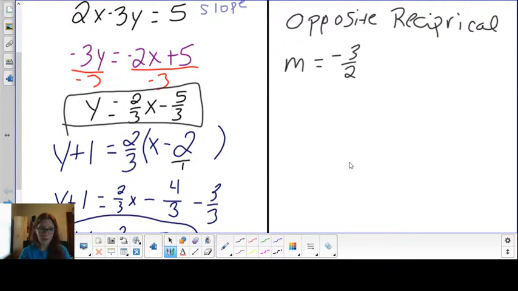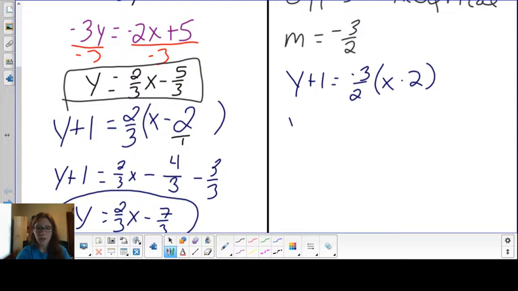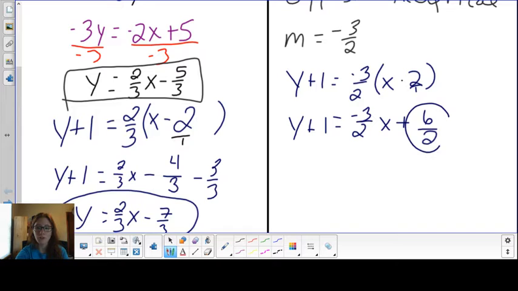And again, I'm going to approach it the exact same way as I did with my parallel one. So I have y plus 1, because I'm still using that same point, is going to be equal to -3/2 times x minus 2. Again, I'm going to start by multiplying in the -3/2. Again, there's that invisible 1, so I have -3 times -2, which is a +6. 2 times 1 is 2. If you notice here, I can actually reduce 6 divided by 2. I'm just going to call it a +3.